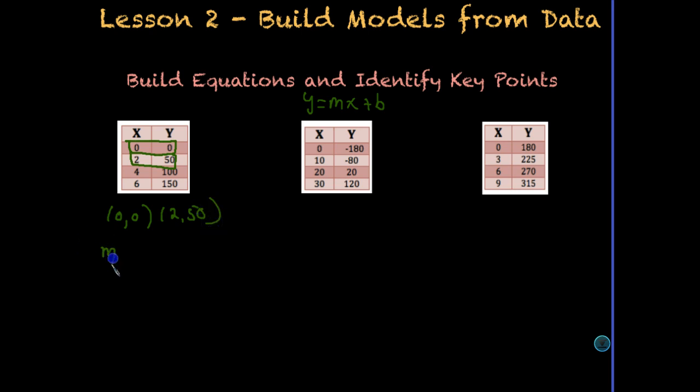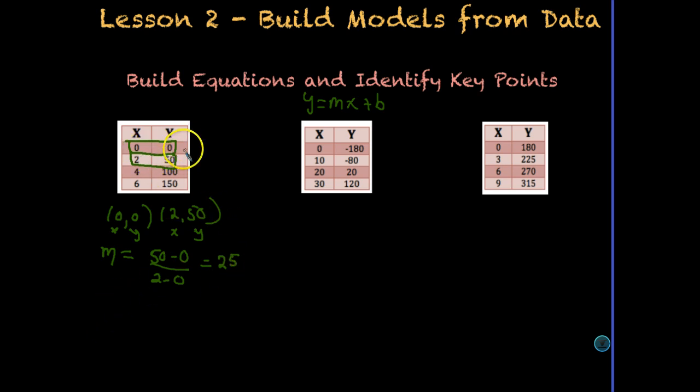Remember that slope is just change of y over change of x. This is my x, this is my y, this is my x, and this is my y. So I'm going to have 50 minus 0 over 2 minus 0. 50 minus 0 is just 50, and 2 minus 0 is just 2. 50 divided by 2 is 25. My slope is 25, and my starting point is 0.